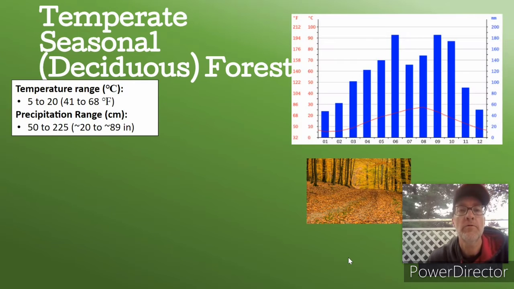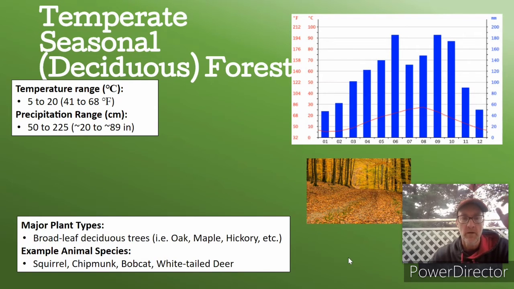Temperate seasonal forest, deciduous forest. And deciduous, you remember, means trees that lose their leaves like they are right now, pretty soon here in Wisconsin. Rainfall, you can see, is less. Temperatures tend to fluctuate quite a bit, as we know, four seasons. And you can see that in this climatogram.